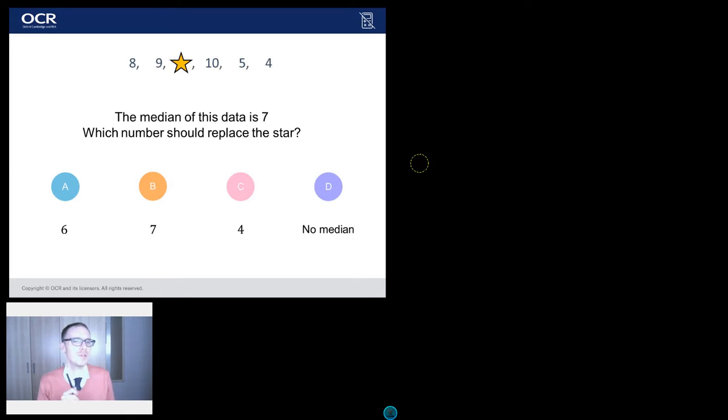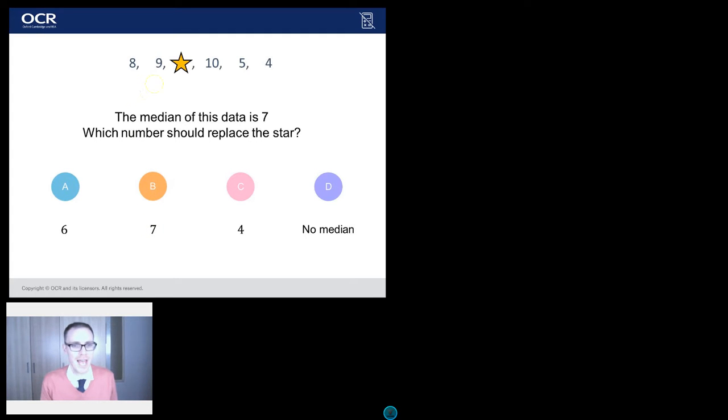And I've got an absolute classic for you this week that looks deceptively simple, and it's been written by OCR. But when I look at the results to this question on Diagnostic Questions, I know it can't be that simple because people around the country are getting it wrong left, right and centre. So let's have a look at this question.